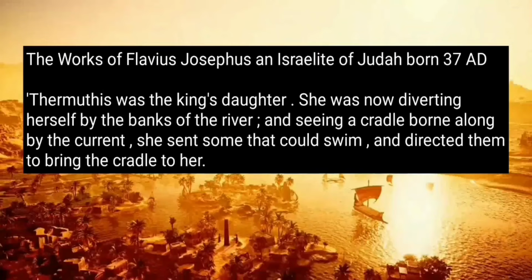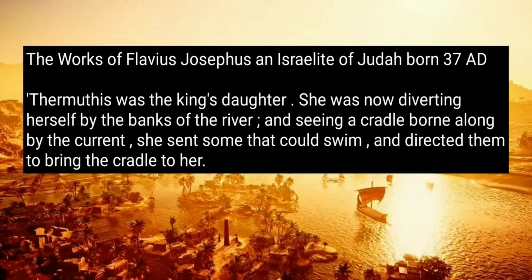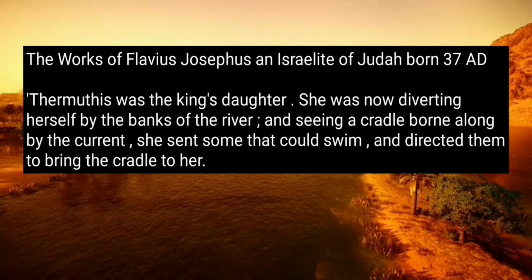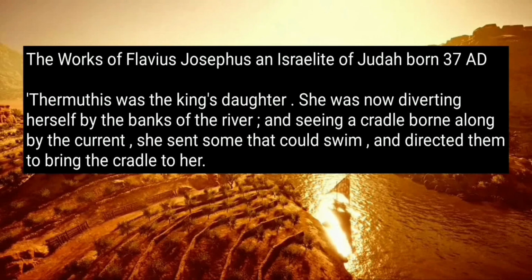Thermuthis was the king's daughter. She was now diverting herself by the banks of the river, and seeing a cradle borne along by the current, she sent some that could swim and directed them to bring the cradle to her.